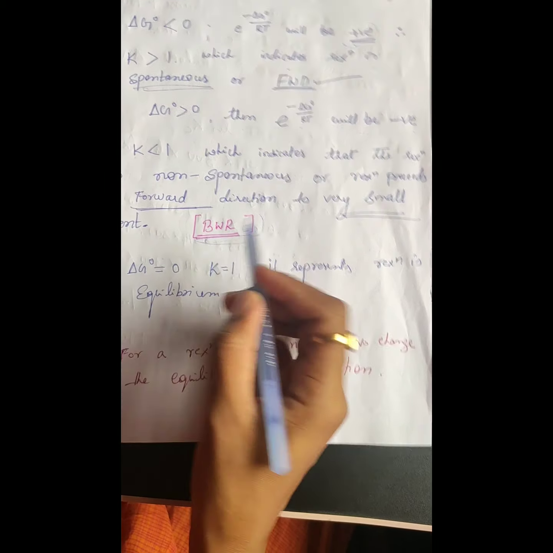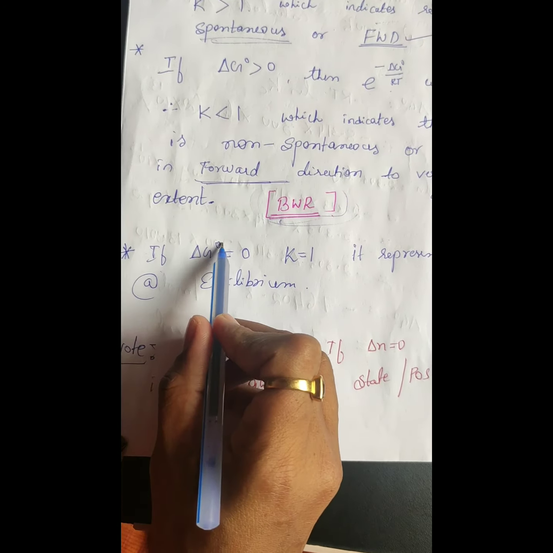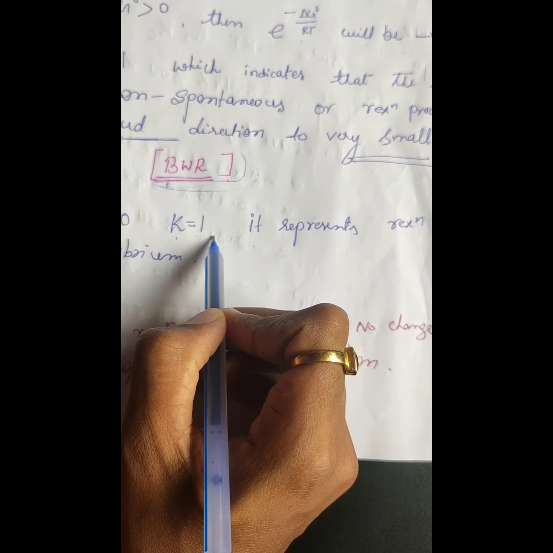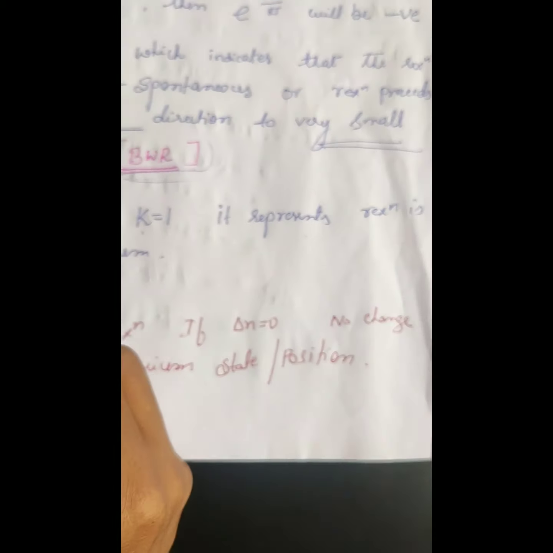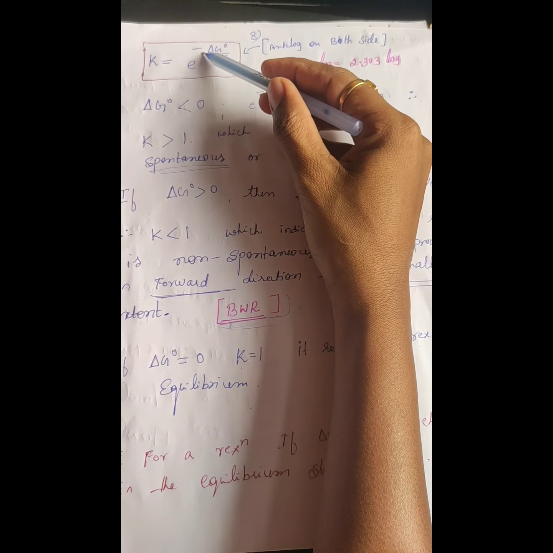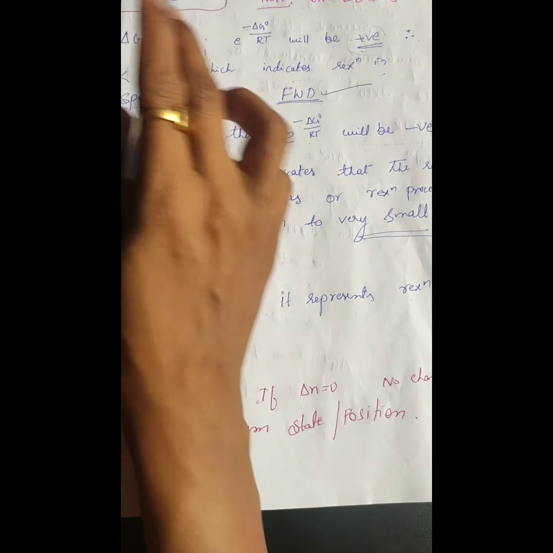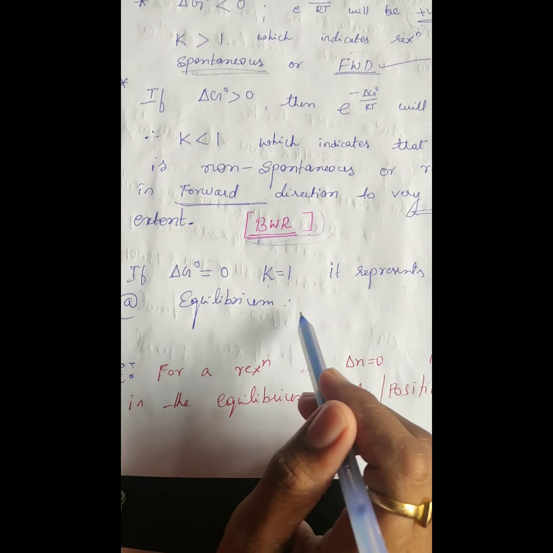Another possibility you can predict: if delta G naught is equal to 0, K will also become equal to 1. So it represents that the reaction is at equilibrium. Hope you all understood. Delta G naught is 0, and anything to the power 0 equals 1, so the K value becomes 1, which represents that the reaction is at equilibrium.